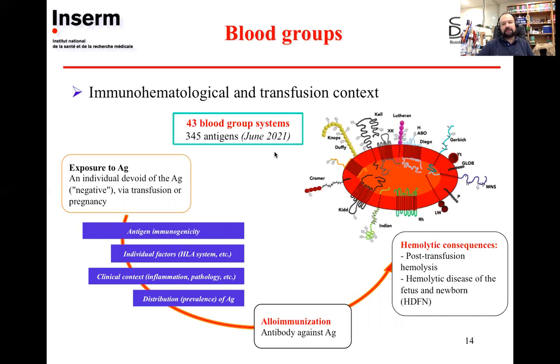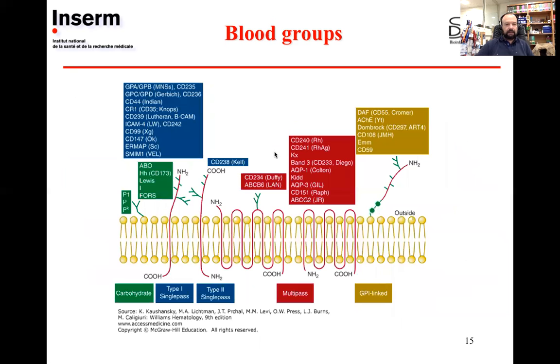These days, we have 43 blood group systems that have been exposed with 345 antigens. It evolves. Most of these antigens are present on proteins on the surface of red blood cells. There are very diverse categories, some with sugar, some with proteins, some with sugar with proteins, and they are highly complex.